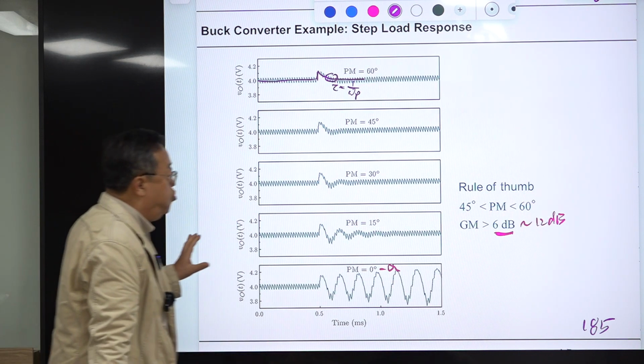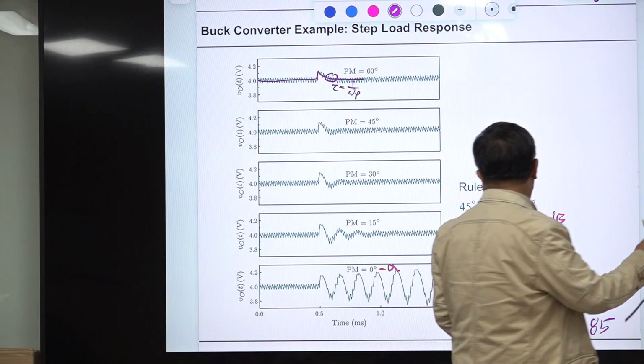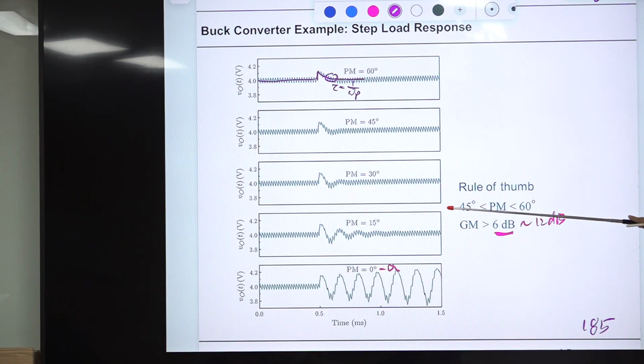So, as a general rule of thumb, a phase margin somewhere between 45 to 60 degrees is very good. Okay, you can increase this to 80 degrees, 90 degrees, but then you should pay some price. Your other performance will suffer because of this.